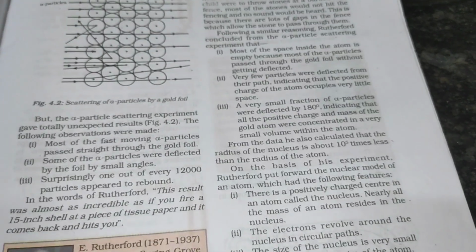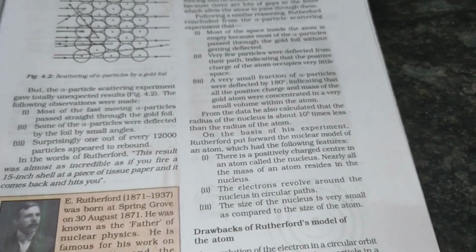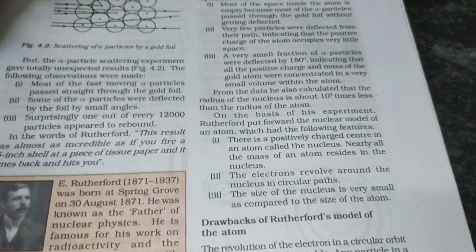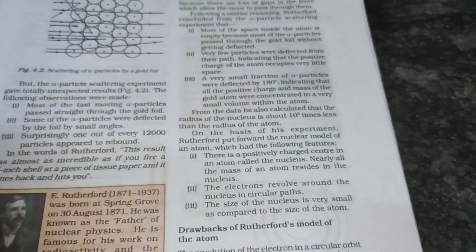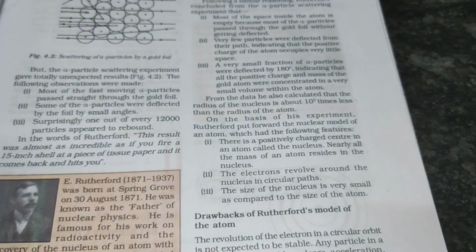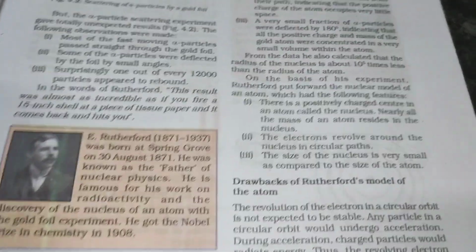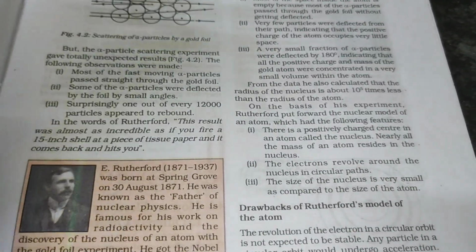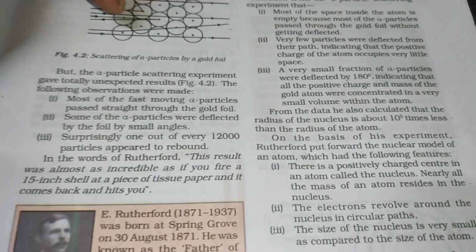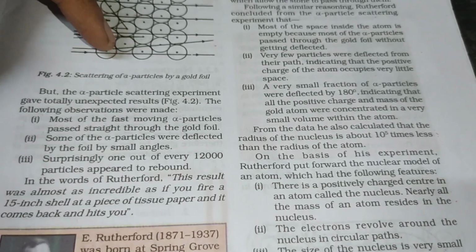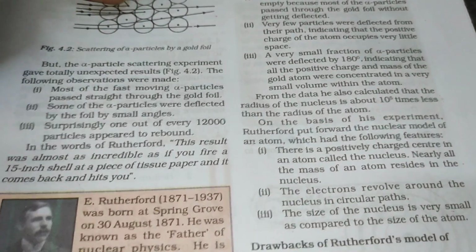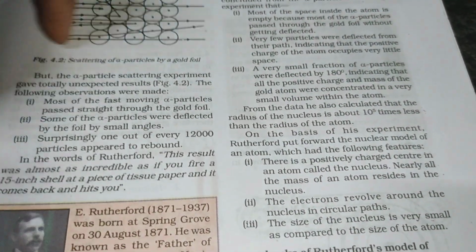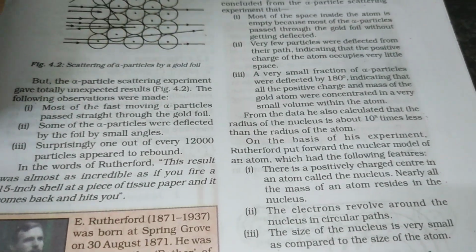Like this he concluded. From this idea he calculated the radius of the center of the nucleus of the atom. From this he gave some features: there is a positively charged center in the atom called the nucleus. Nearly all the mass of the atom is present in the nucleus only. The electrons revolve around the nucleus in circular paths.